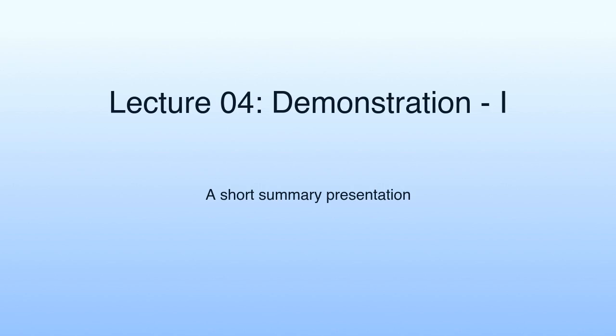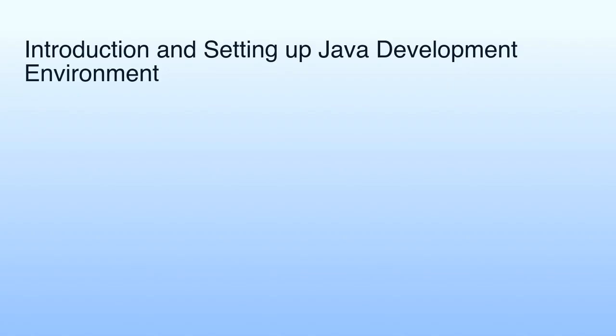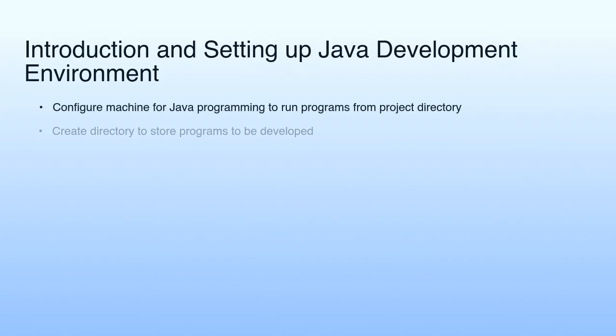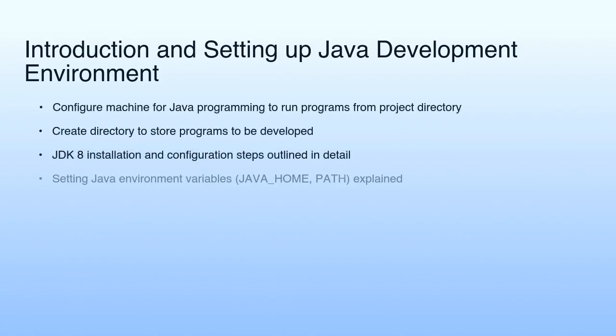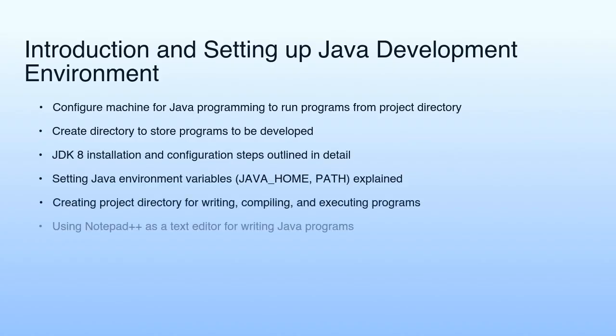Lecture 4 Demonstration I. The video begins by guiding viewers through the process of setting up a Java development environment, including installing JDK8, configuring environment variables, and creating a dedicated project directory for writing, compiling, and executing Java programs.